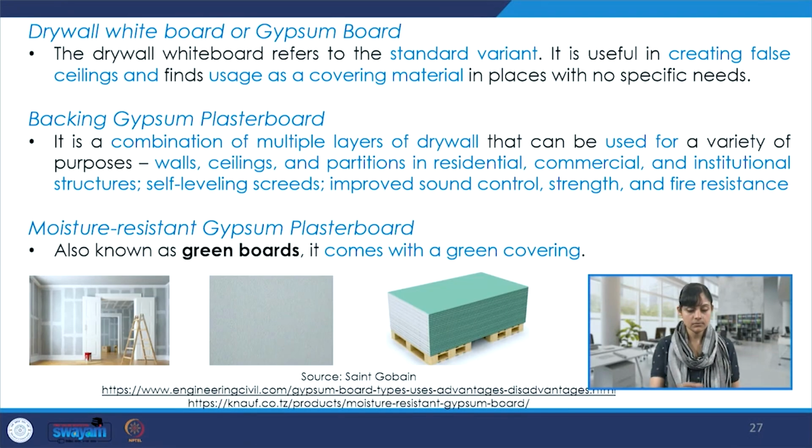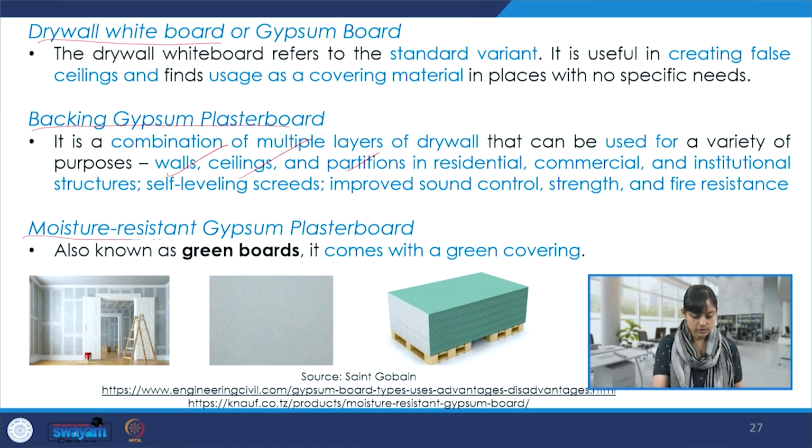So we are talking about the drywall whiteboard. It is a standard variant. It is useful in creating false ceilings especially, and it finds usage as a covering material. Then there is backing gypsum plasterboard. It is a combination of multiple layers of drywall. It is used for a variety of purposes: walls, ceilings, even partitions, etc.